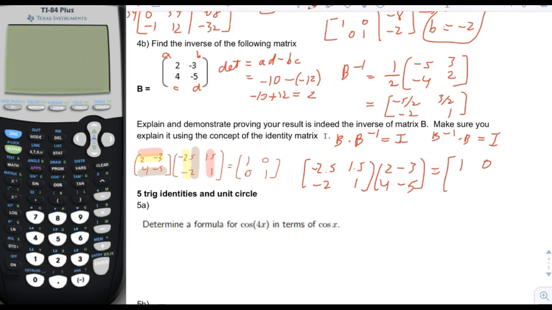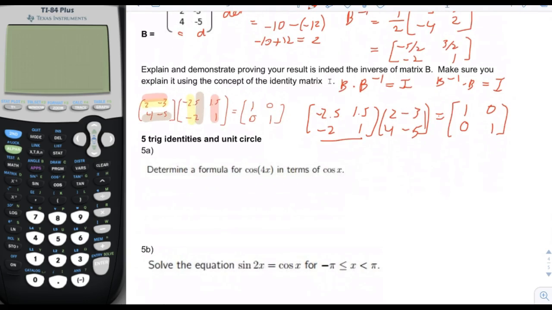Then we're going to do -2, 1 times 2, 4. So that -2 times 2 is -4. 1 times 4 is +4. And you add them together, you get 0. Last of all, we're going to do -2, 1 times -3, -5. -2 times -3 is +6. 1 times -5 is -5. So 6 minus 5 is 1. And so it worked also. Okay, so we've proven that these two matrices are really inverses of each other. Okay, and that's it for now.